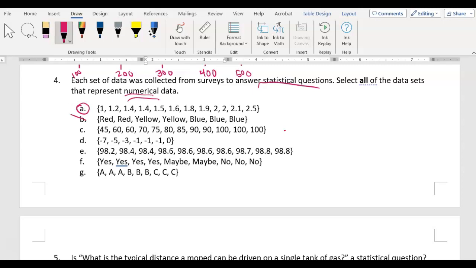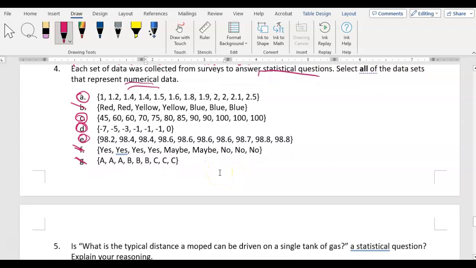B is colors. C is numbers, there's numerical data there. D is numerical data. E looks like temperatures maybe, that's numerical data. F is not numerical. G is not numerical. So A, C, D, and E are all numerical sets of data.